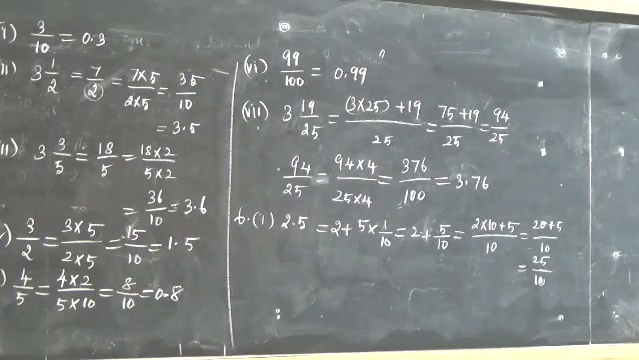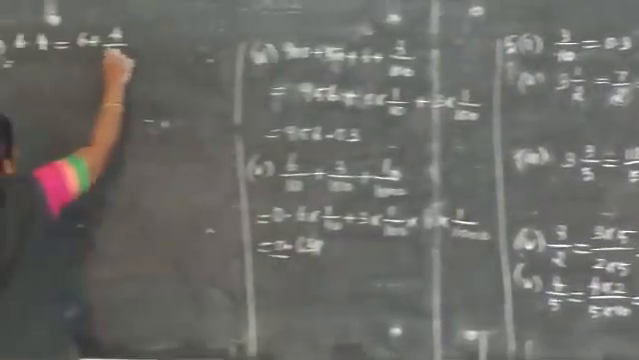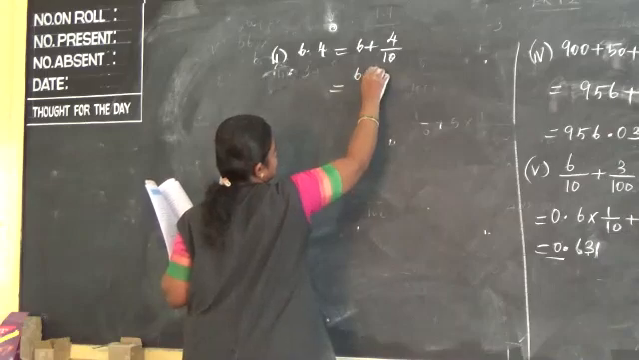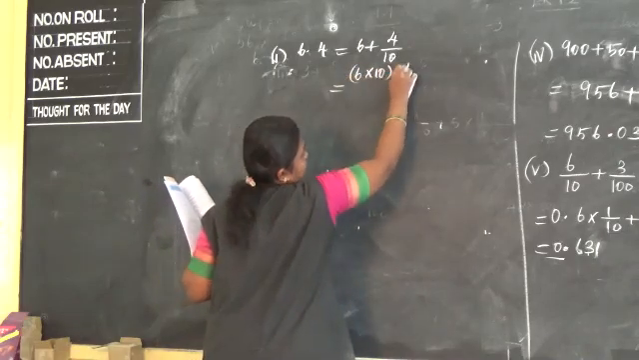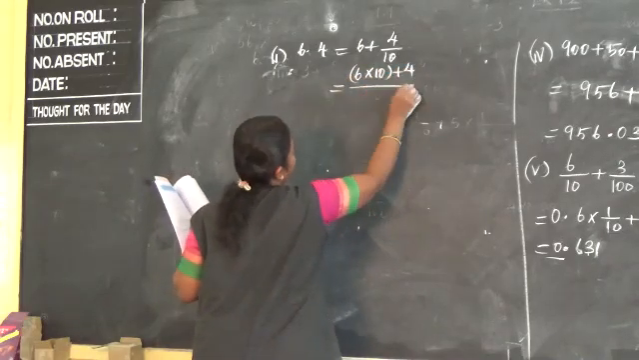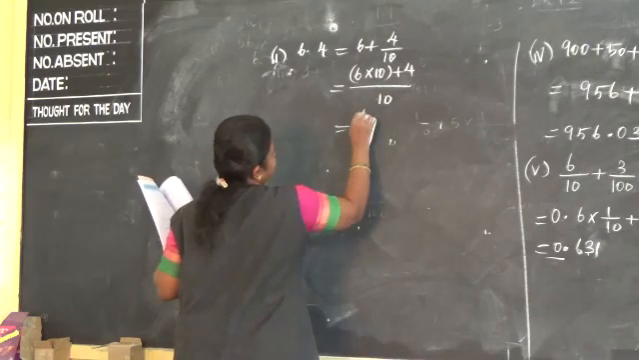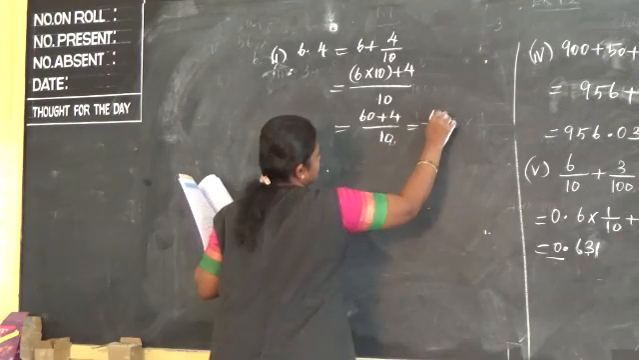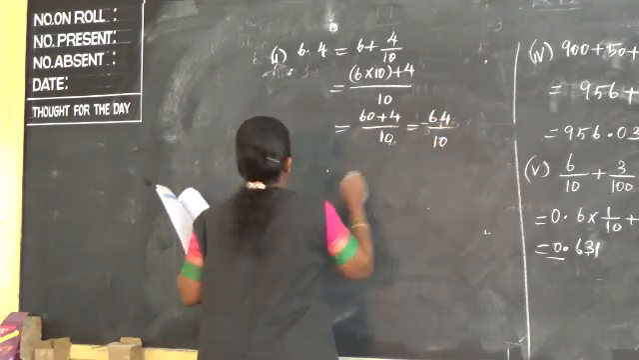Second subdivision is given to us, 6.4. This one we can write as 4 by 10. So, I am taking LCM, 6 into 10 plus 4 by 10. 6 into 10, 60 plus 4 by 10, that is equal to 64 by 10.